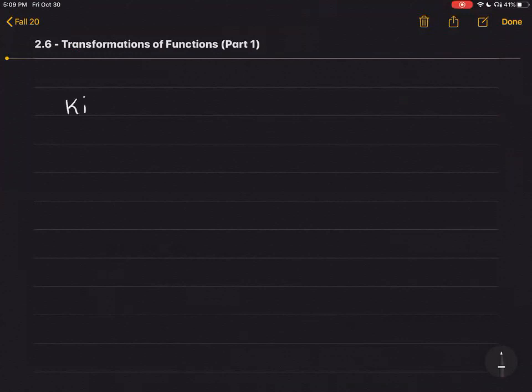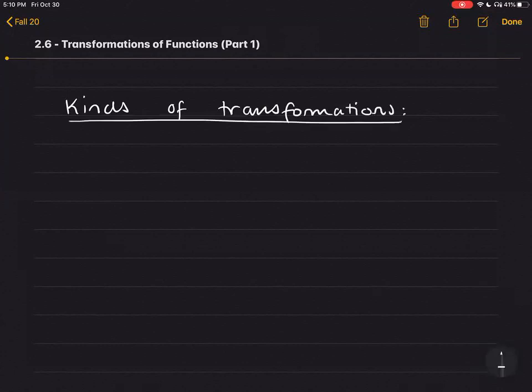Kinds of transformations. And just to be clear, by transformations, I mean we're taking a function and looking at its graph a lot. And we're going to be looking at how, when we make changes to the function's algebraic expression, that reflects on changes in the graph.